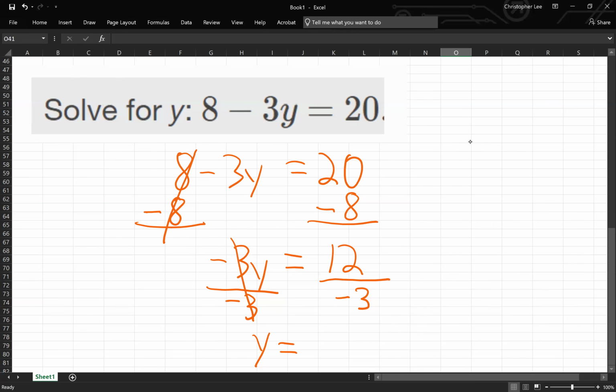All right, this is the hard part. What is positive 12 divided by -3? Close. Give me a better answer. -4. Good, good, good. And that's it. Any questions about this? We good? All right, that was the hard stuff.